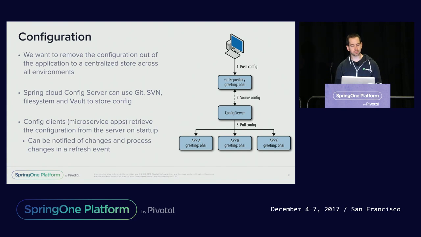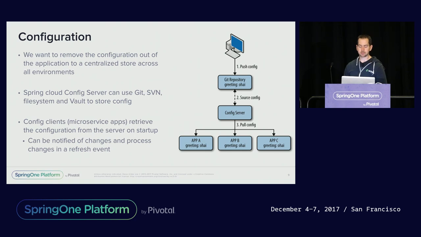So our config server can support configuration stored in an infinite number of stores, but the ones that we support by default are Git, Subversion, the file system, or HashiCorp's Vault as well. So you can put your configuration in any of those things, and the config server will serve the configuration to your microservice applications from there.